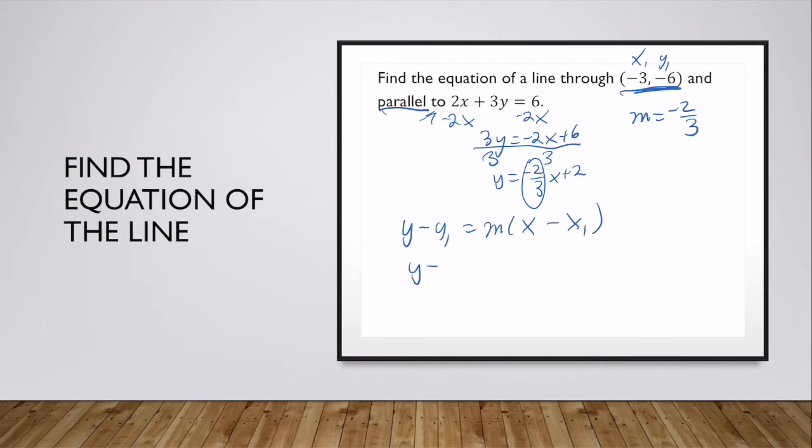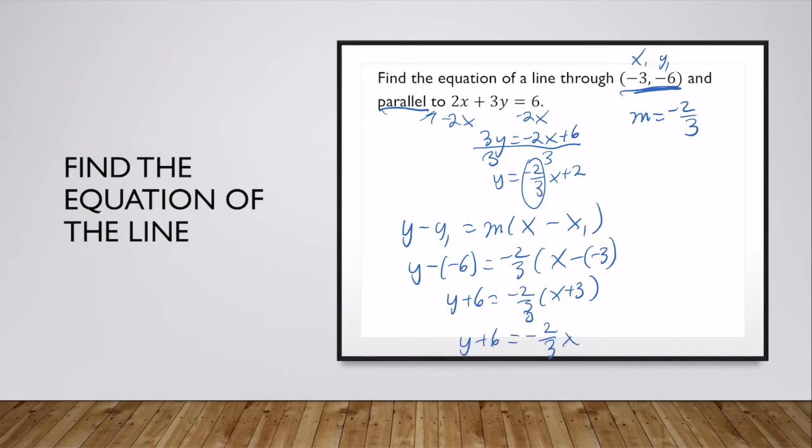y minus a negative 6 equals negative 2/3 times x minus a negative 3. y plus 6 is negative 2/3 times x plus 3. y plus 6 is negative 2/3 x minus 2, because negative 2/3 times 3, the 3's cancel, negative 2. I subtract 6 from both sides. Final answer is y equals negative 2/3 x plus 8. Right? So be careful to always distribute that negative.